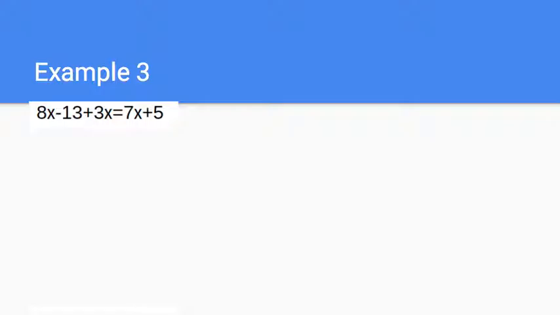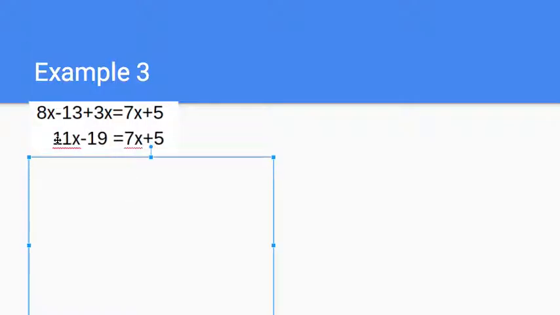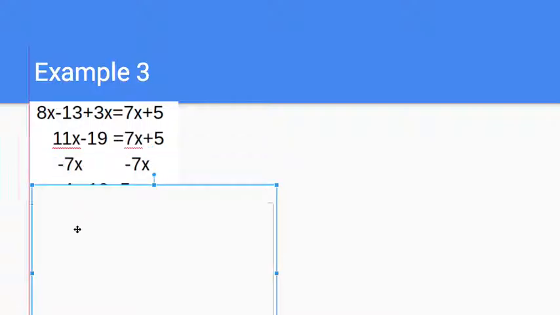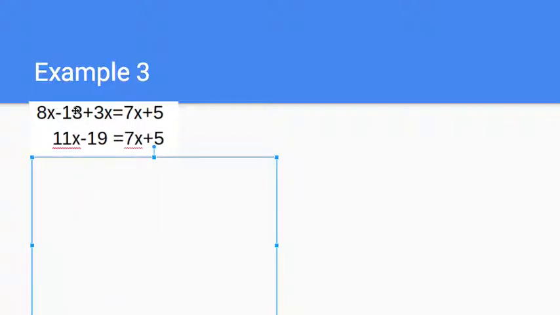So here's another problem. I've got 8x minus 13 plus 3x is equal to 7x plus 5. Now if I just look at the left-hand side, I can simplify this. I can go ahead and combine the 8x plus 3x, which is going to give me 11x. Why this changed to minus 19, I don't know. Apparently I kept it minus 19, so we're just going to change this to minus 19. I guess I was just editing to try to make it come out evenly, and I didn't do that. So go ahead and change it up here to minus 19.